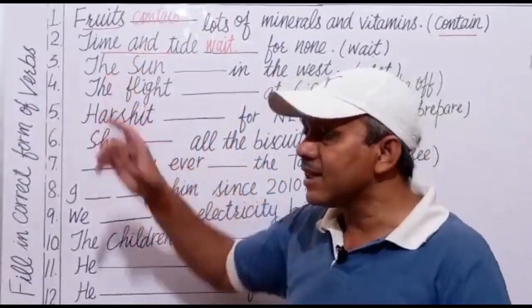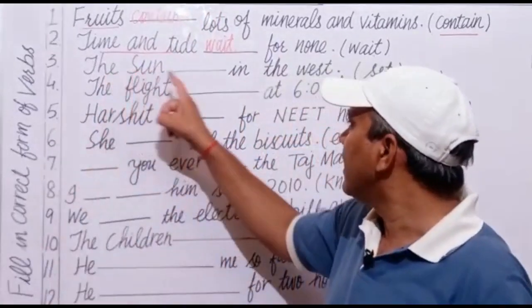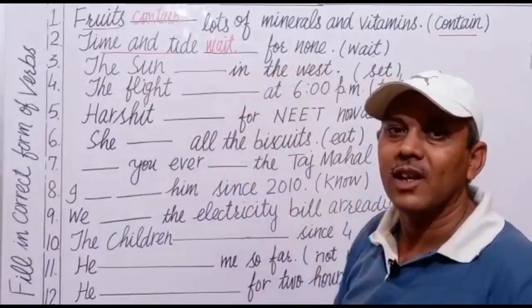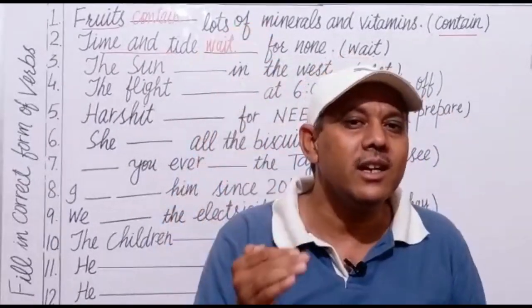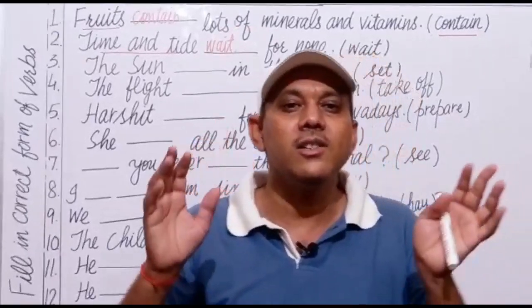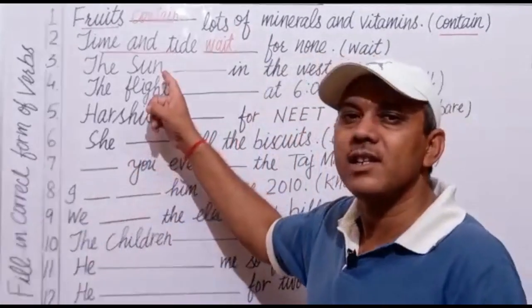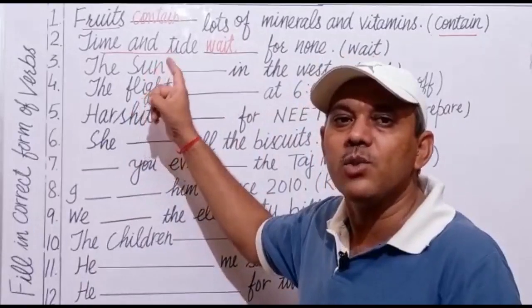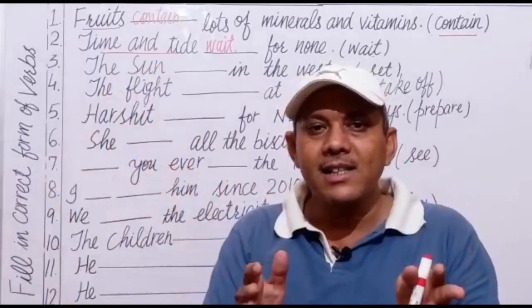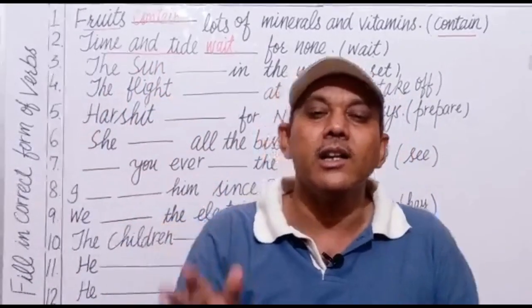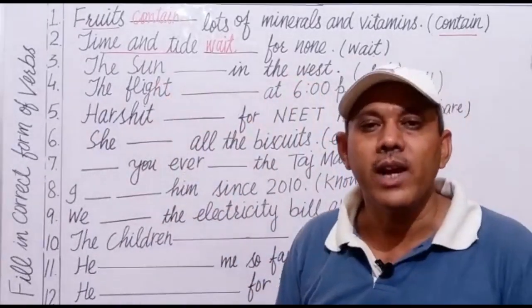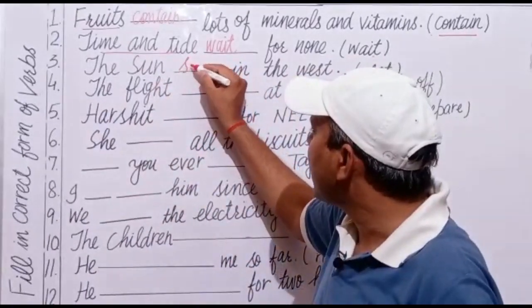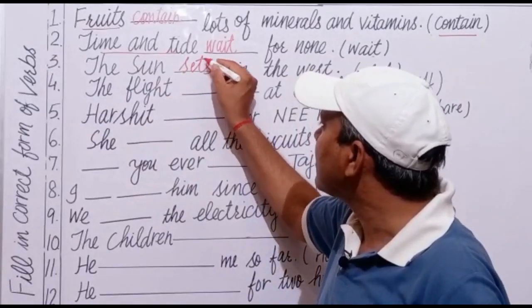Now the third sentence is: the sun dash in the west. You have heard that the sun rises in the east. This is a general truth about this celestial body, about this natural object. As the sun rises in the east, in the same way, the sun sets in the west.